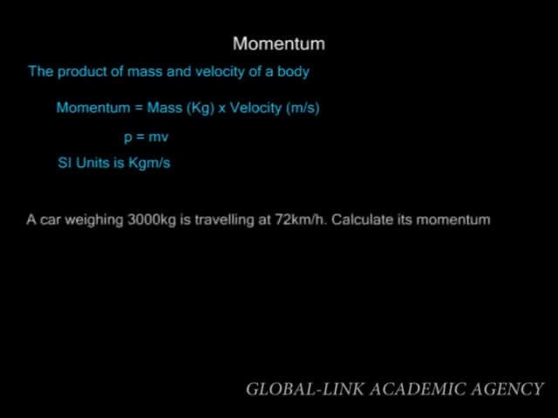For instance, if a car weighing 3,000 kilograms is traveling at a velocity of 72 kilometers per hour, we can calculate its momentum. Mass of the car m is equal to 3,000 kilograms. Velocity is equal to 72 kilometers per hour. We convert that into meters per second and it's equal to 20 meters per second. Momentum is mv, 3,000 times 20, which gives us 60,000 kilogram meter per second.